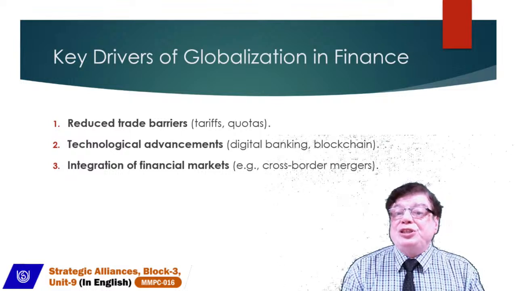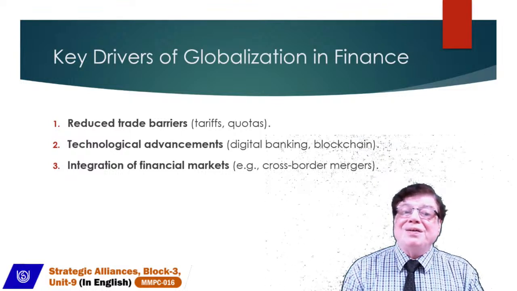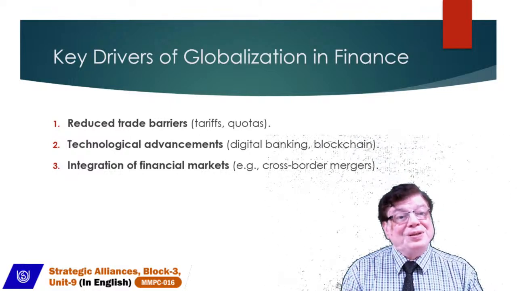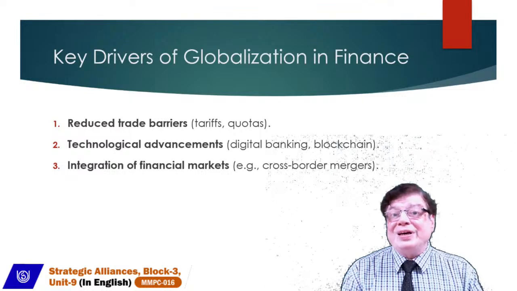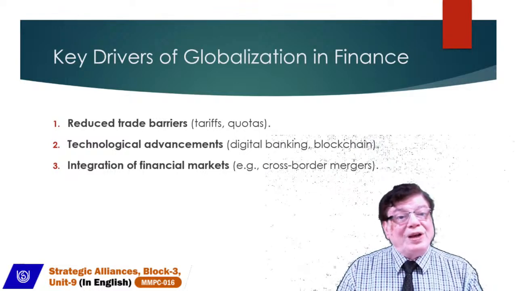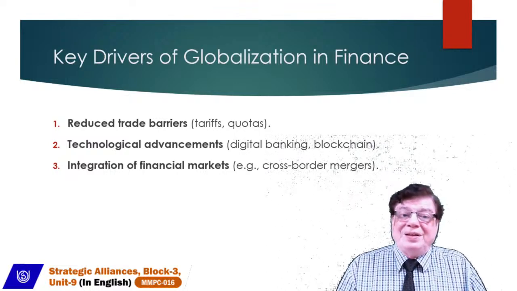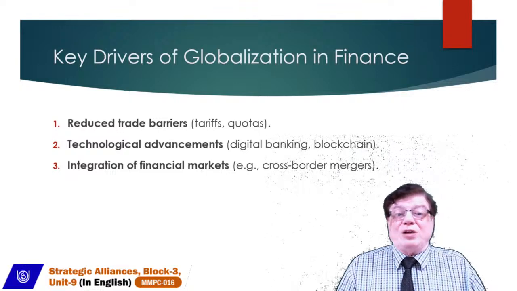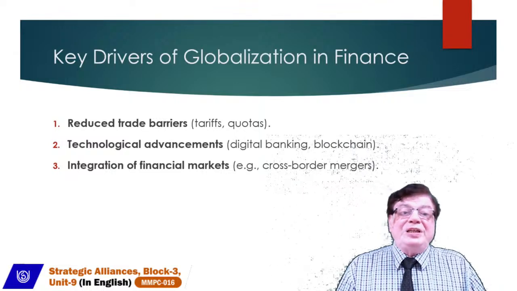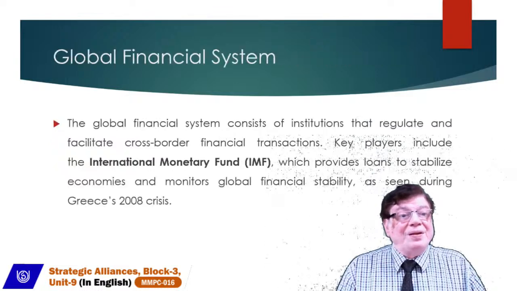Technological advancements, digital banking, blockchain. Integration of financial markets, that is cross-border mergers. These three encourage us to do more and more exports. So the key drivers of globalization in finance are reduced trade barriers, that is tariffs and quotas; technological advancements, that is digital banking, blockchain; and third, integration of financial markets, that is cross-border mergers.